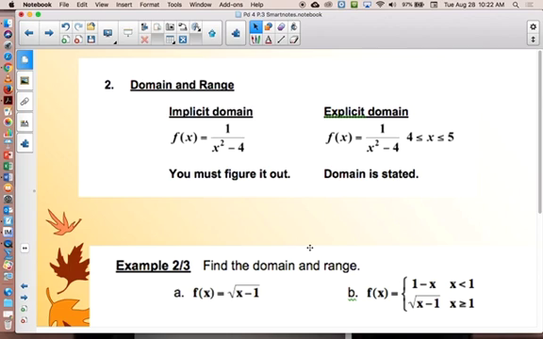And then it's going to talk about domain and range. So we're going to fill in a few things right now, and then the homework's to go back and fill it in, and there's a few problems from P3.